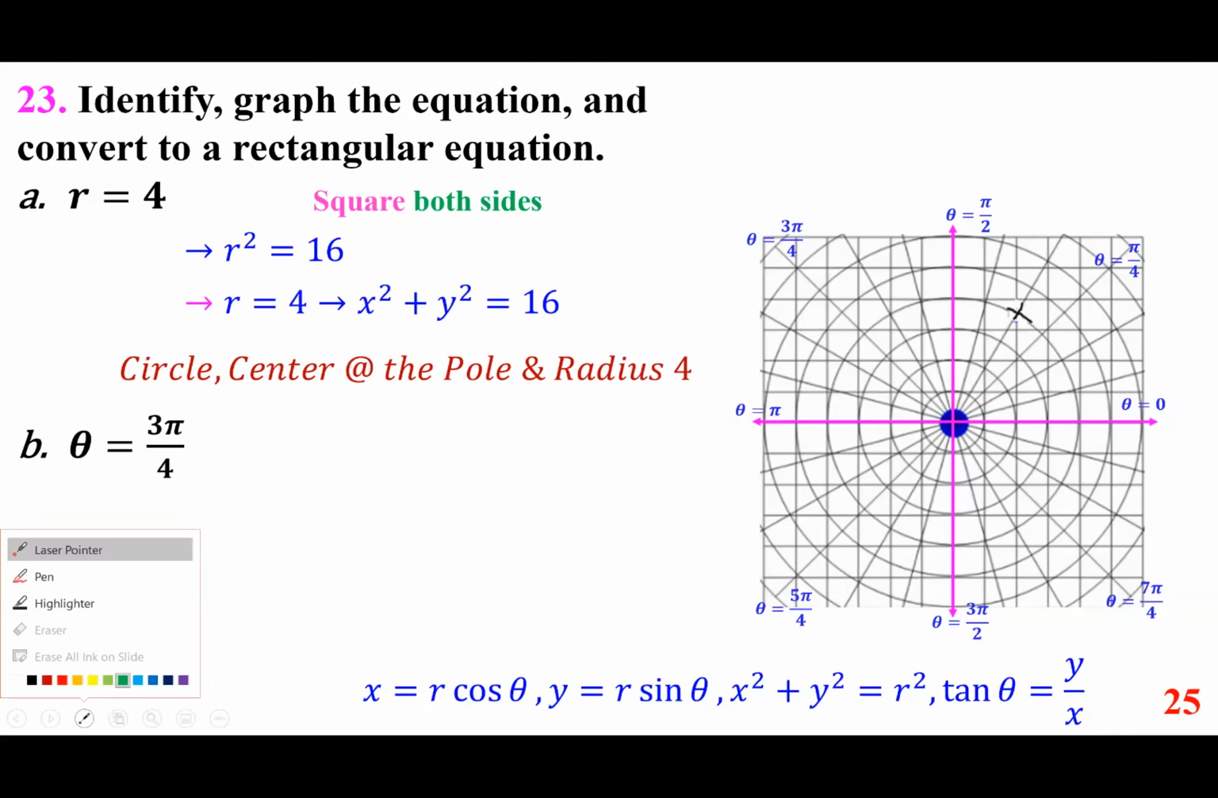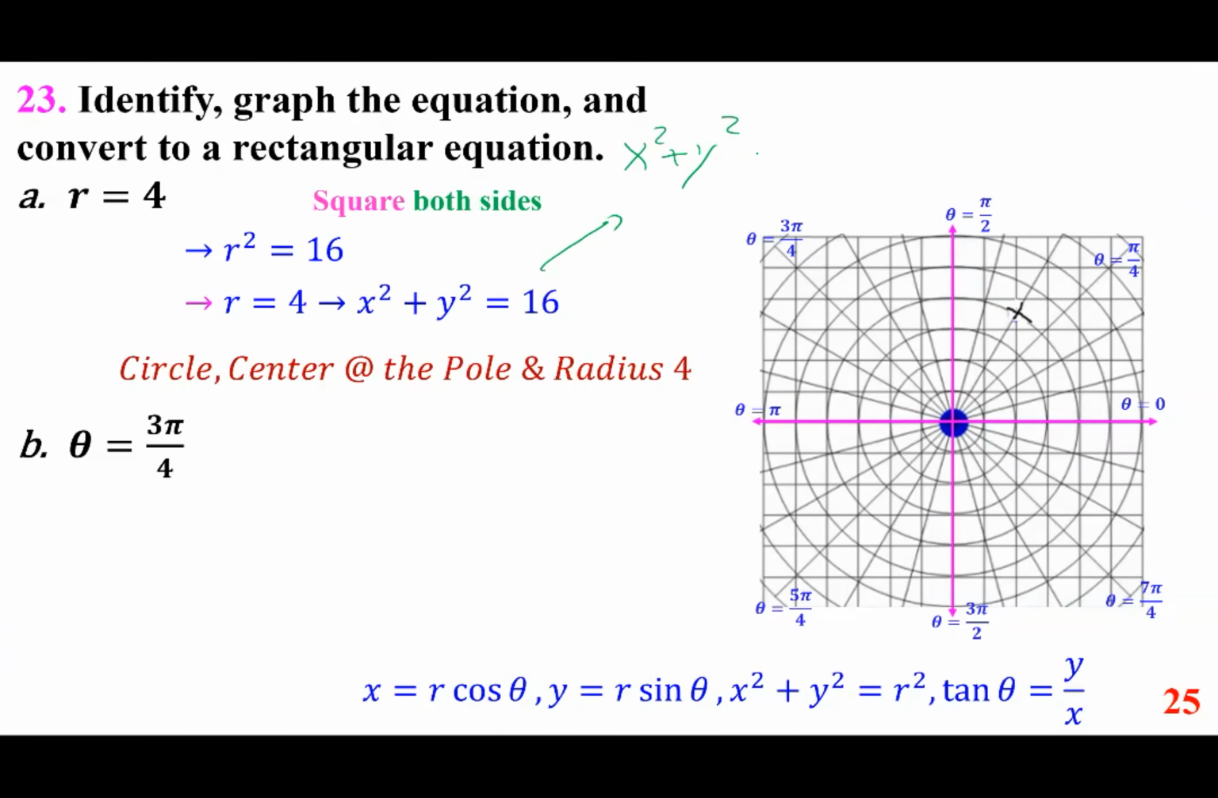Why is that? Because x squared plus y squared equals r squared is a circle which has a center at 0, 0 with the radius r. And therefore, for this case, the center is the 0, 0 or the origin or the pole, and the square root of 16 is 4. And so that's the graph.